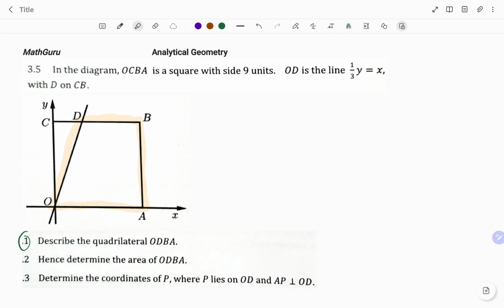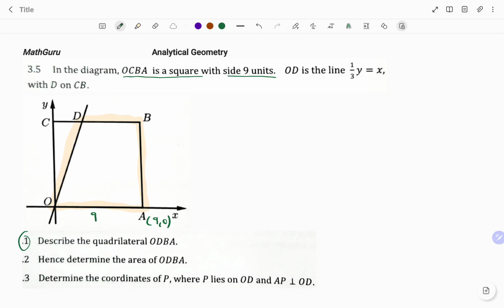as shown. To start with, if I go back to the question, we've been told that OCBA is a square with sides 9 units. Because all the sides of the square are equal, and it's 9 units, I'm going to start with the coordinates of A. A is lying on the x-axis, so the coordinates are going to be 9 and 0 because the distance from O to A is 9 units.